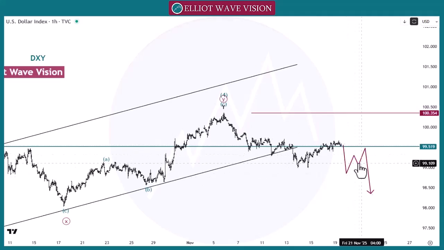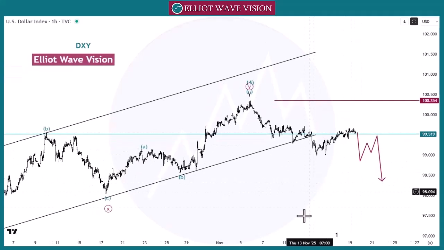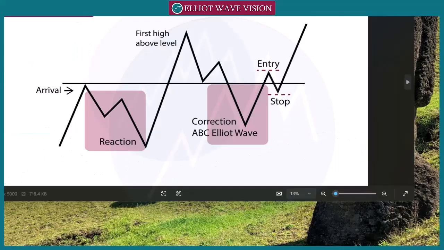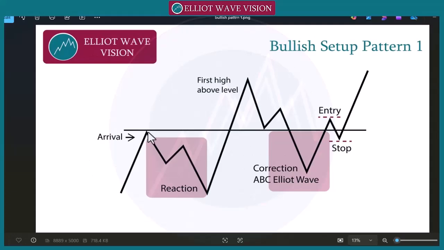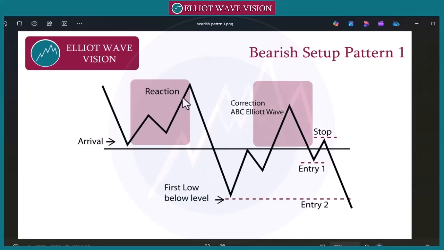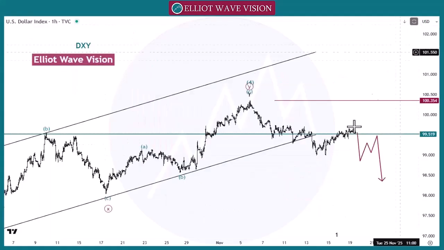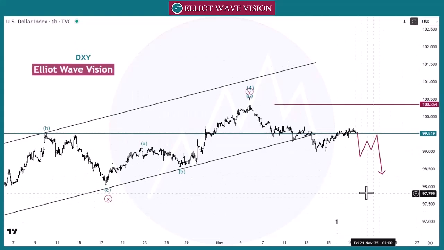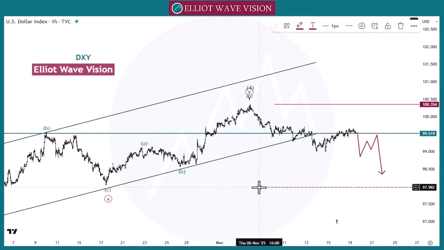So we need to wait for the classic trading level pattern at this point, like arrival. Oh, sorry, this is a bullish pattern. Okay, like arrival, reaction, first low below level, A, B, and C. Then we will go towards the impulsive move and its correction. We can go with this new impulsive low or with the correction of this impulsive move, A, B, and C. So here the main number, the group 2, belongs to the 98.